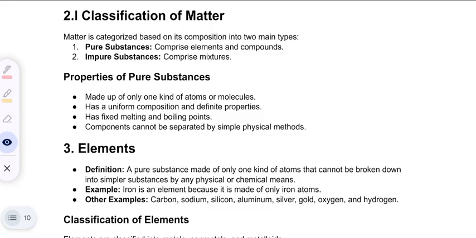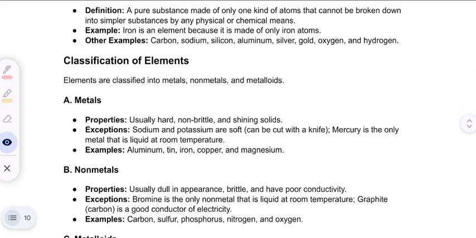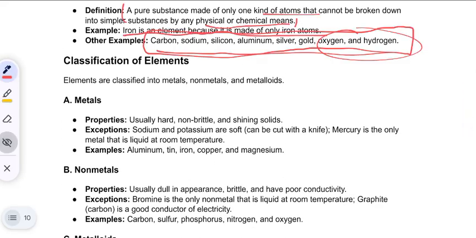Okay. Now, third is classification of matter. Matter is classified into two parts: pure and impure substances. Then again, pure substances are divided into two parts. What are those two parts? Elements and compounds. And impure substances comprise one part, that is mixture. Elements are also classified into metals, non-metals, and metalloids.